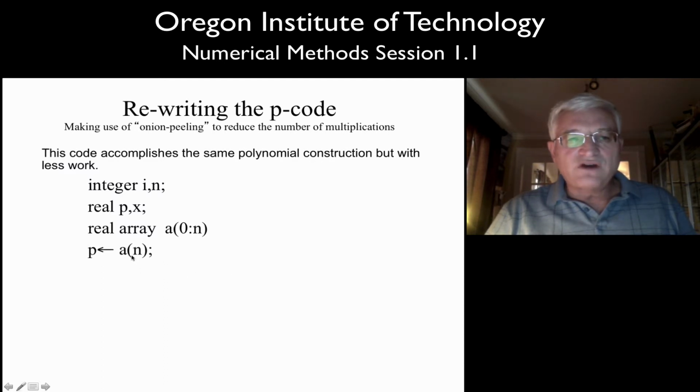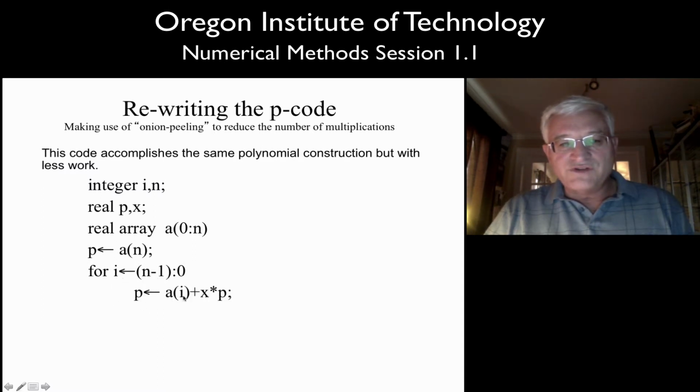But instead of starting off with a of 0, I'm starting from the right. I'm going to load up my polynomial with just the rightmost coefficient. Then I start my loop, but I'm going to run backwards. All I have to do is this very simple operation. Take whatever was in P, which starts off as the last coefficient, multiply by X, and add the previous value.